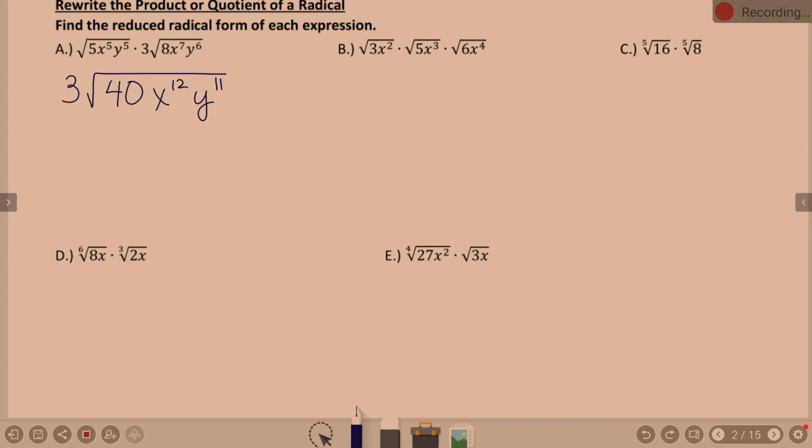Now we've multiplied. We've got to simplify anything we can. The 3 stays out front the whole time. Square root of 40. Is 40 a perfect square? No. 40 doesn't divide by 36, doesn't divide by 25, doesn't divide by 16, doesn't divide by 9. One thing it divides by is 4. So I'm going to rewrite 40 as 4 times 10. I picked 4 because it was a perfect square.